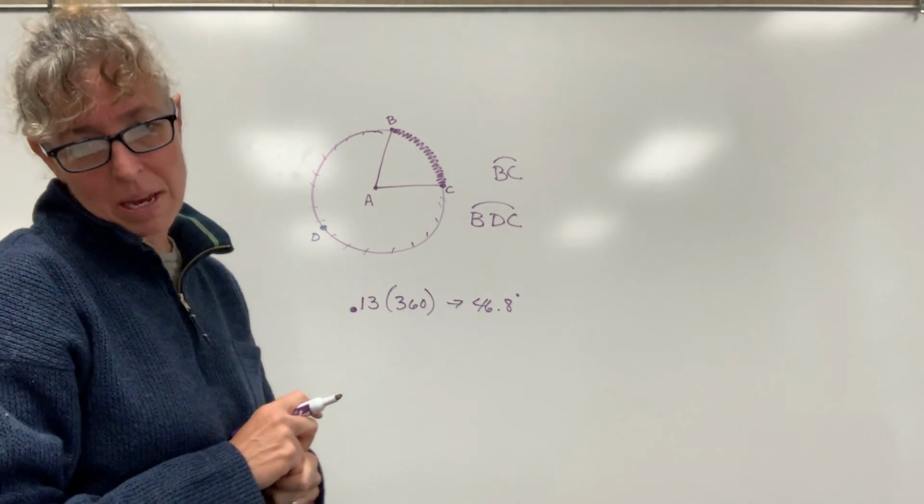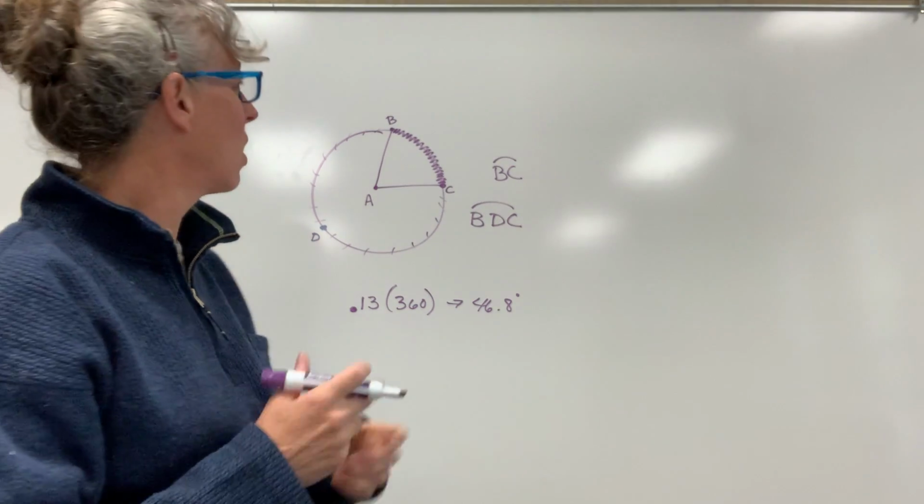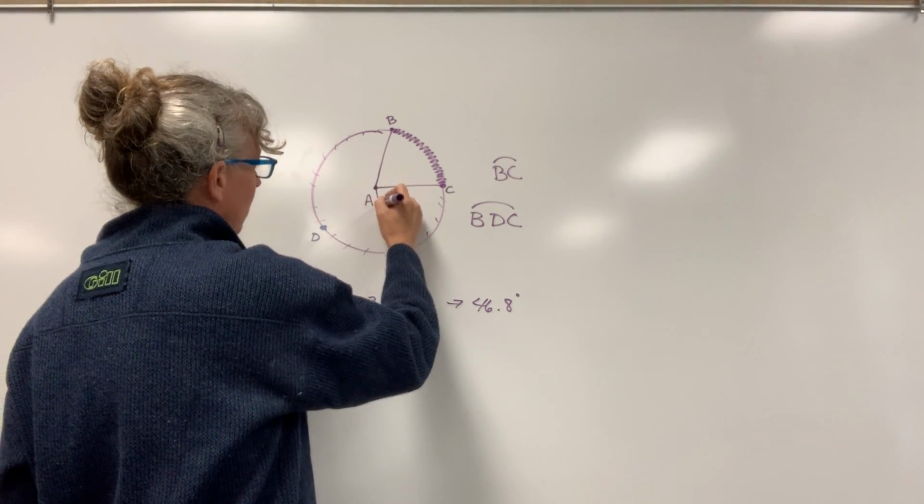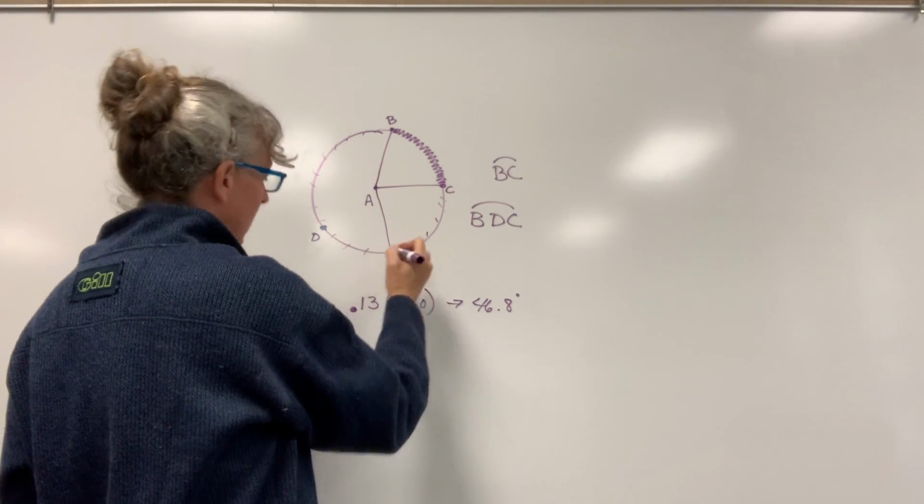All right, let's look at page 803. Arc addition postulate. Let's say I had 2 arcs in this circle right here. I'm trying not to make a semicircle. Let's label it E.